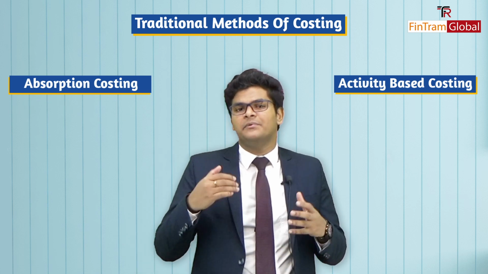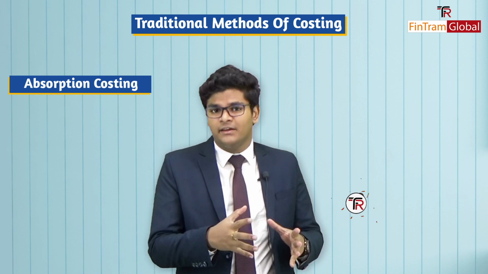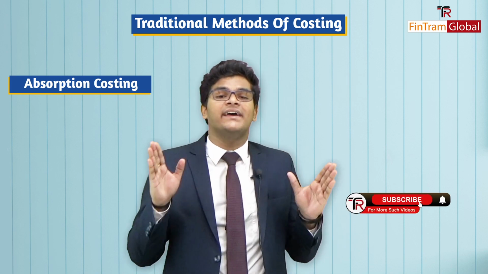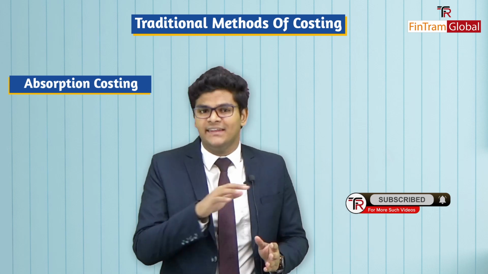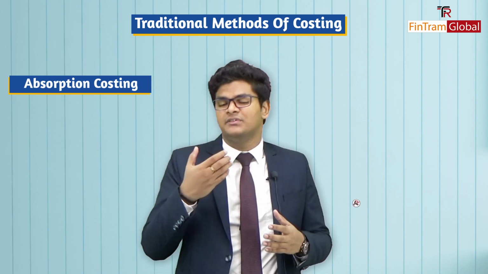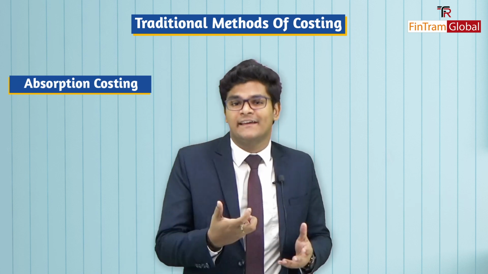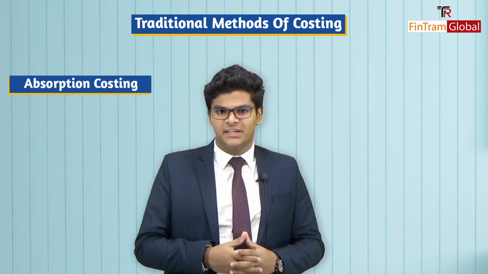So what exactly are we doing here? In absorption costing, we are taking the total overhead cost of the particular organization. And then what we do is we divide it based on a common basis, isn't it? It could be using machine hours, or it could be using direct labor hours, etc. That's basically what we do in absorption costing.